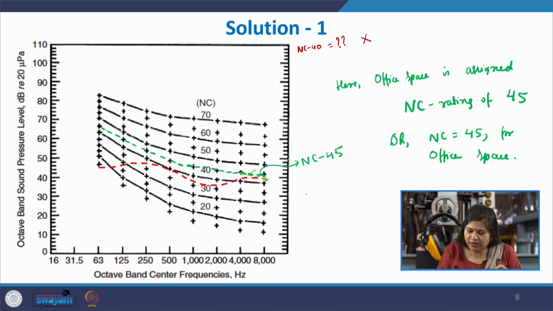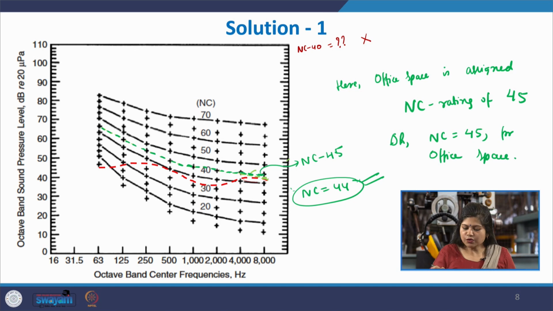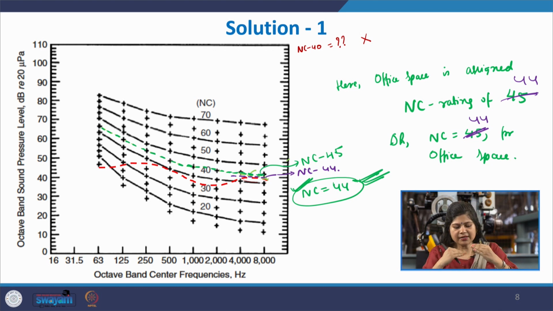It could also very well have been assigned an NC equal to 44 or something like that, which is the closest value. If you have to be more precise, instead of taking steps of 5, let us say we assign it NC equals 44, that is the point where this is the NC 44 curve. So I think it would be better to assign it a value of 44, where the highest level is just touching the NC 44 curve. So here we get the NC as 44.